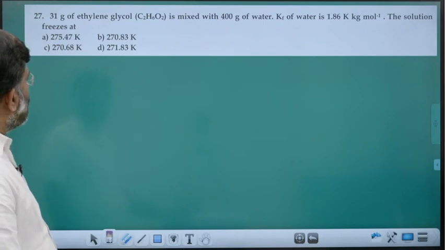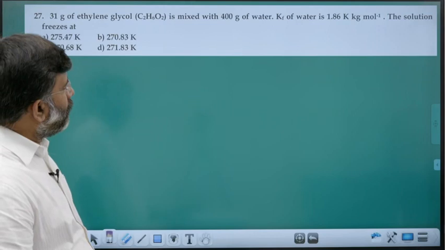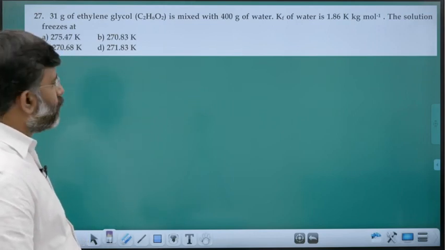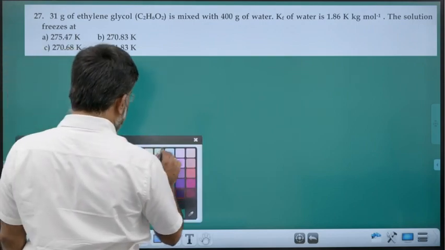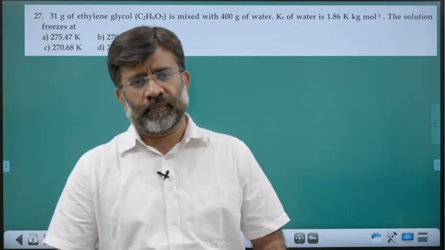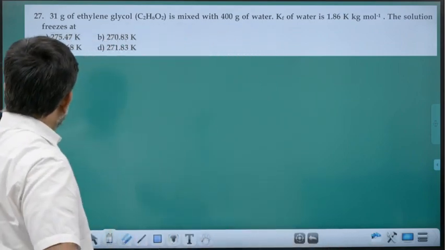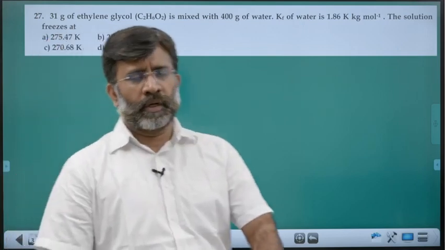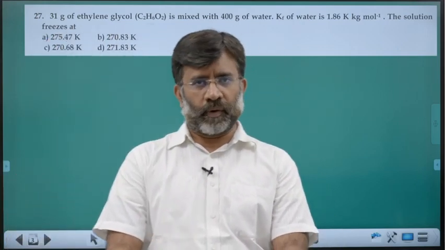31 gram ethylene glycol mixed with 40 gram water. Kf of water is given. The solution freezes at... Repeating the question: find out delta TF, then find out the freezing point. But here the answer is in Kelvin, so you have to subtract delta TF from 273 Kelvin. Okay.